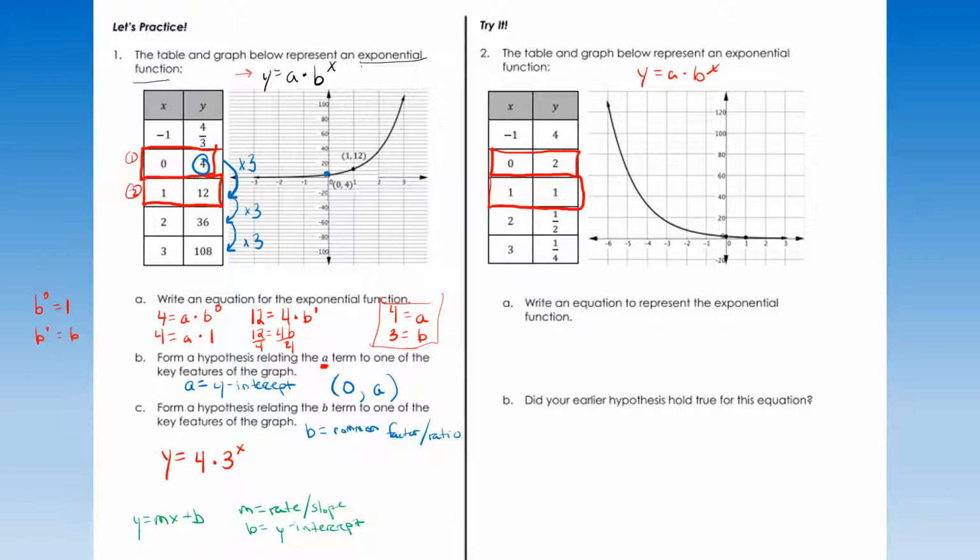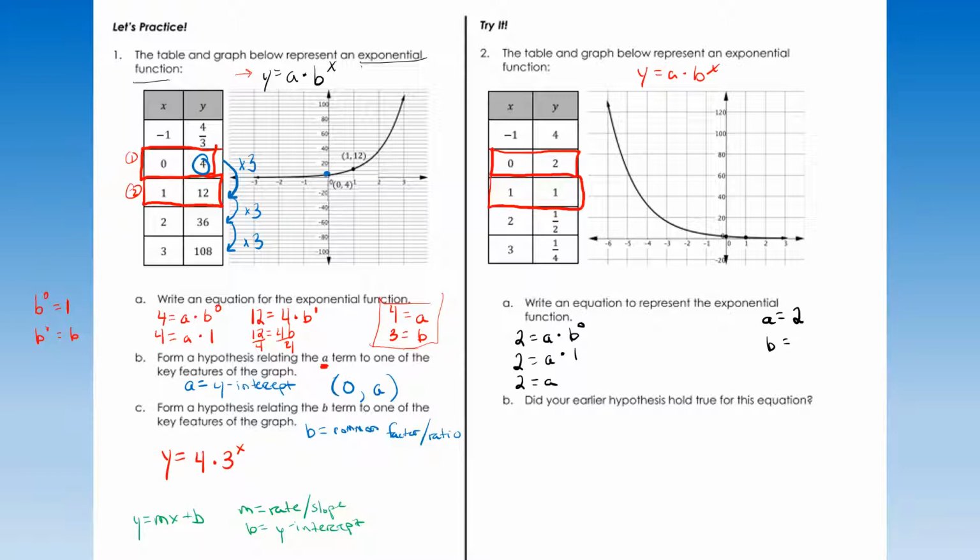All right, so you should have hopefully gotten the equation this way. So we're using x is 0, y is 2 first. So as we want to know what a is and what b is. So y is 2, and that's equal to a times b to the power of x, and y is 2 when x is 0. So 2 is equal to a times b to the power of 0. And just like before, anything to the power of 0 is 1. So it's a times 1. And a times 1 is just a, so 2 is equal to a. So my a term for this exponential equation is 2.